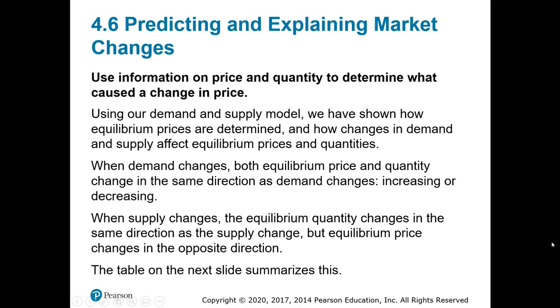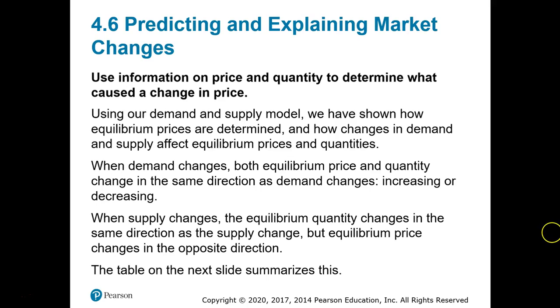We can predict changes in our market. We can sit here and watch the fluctuations. We use this information on price and quantity. We can determine what's going to change. If we use our demand and supply models, we have shown how equilibrium prices are determined and how changes in demand and supply affect equilibrium prices and quantity. If you drive down the street, you see a long line at McDonald's, you keep driving by. That's this model. That's what we're explaining here.